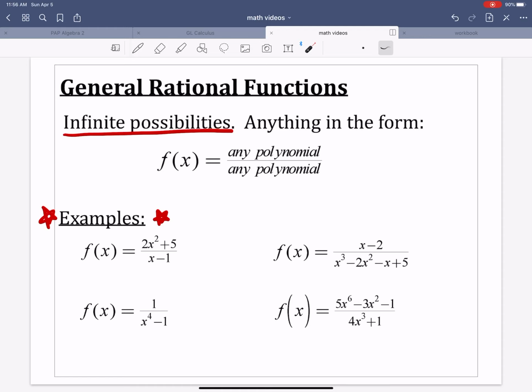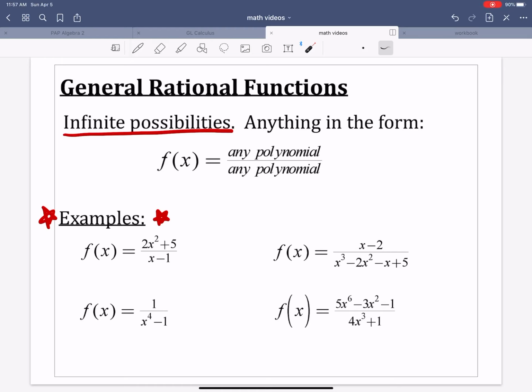Remember, the last lesson with reciprocal functions was very, very specific, the form that we were looking at. But these ones, it's kind of like the Wild West. There's lots of different combinations of things that can happen. You can have something crazy on the top, something crazy on the bottom, all different types of functions, combinations of things, so long as it's any polynomial on the top divided by any polynomial on the bottom.